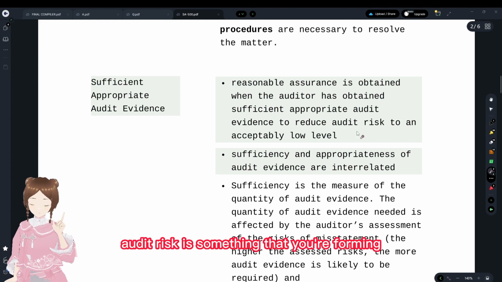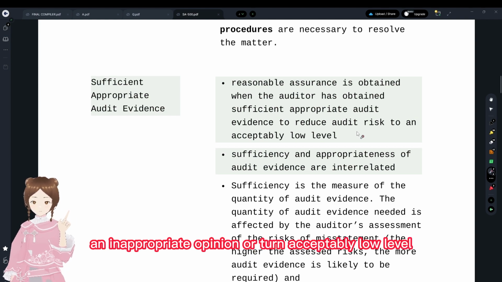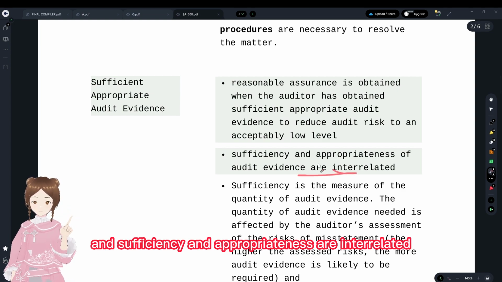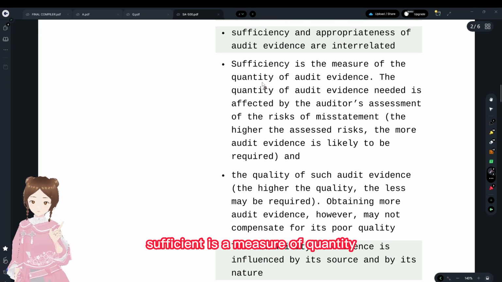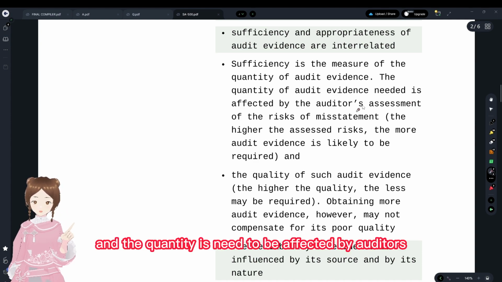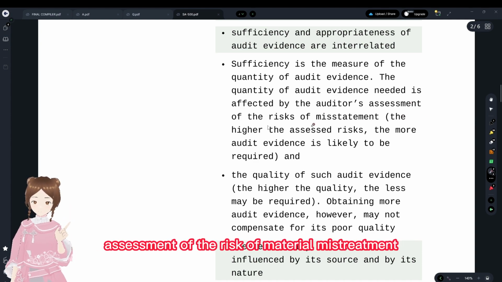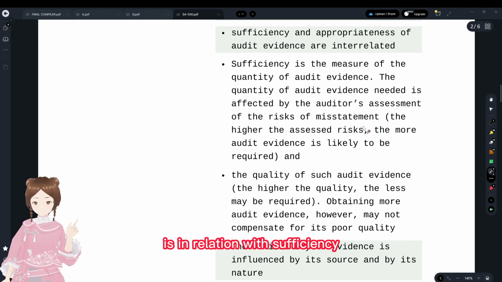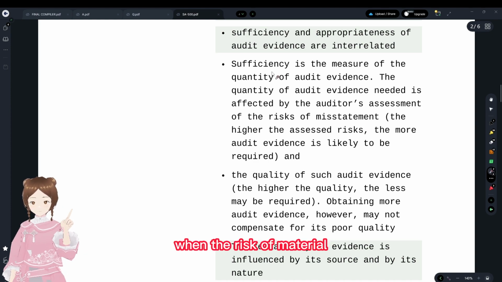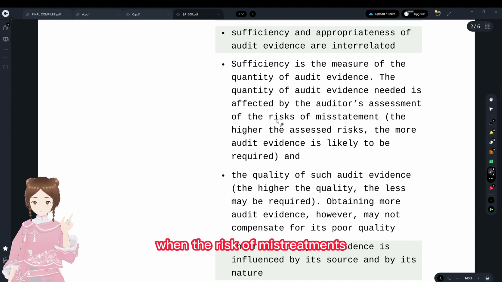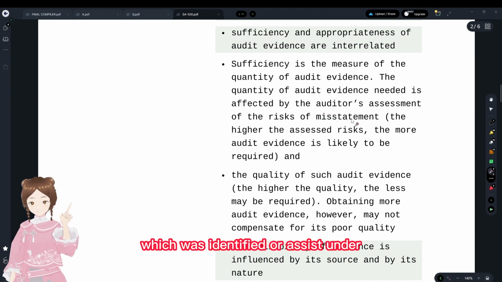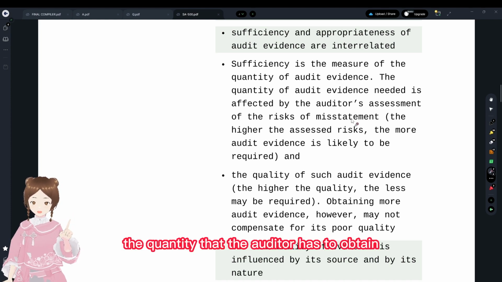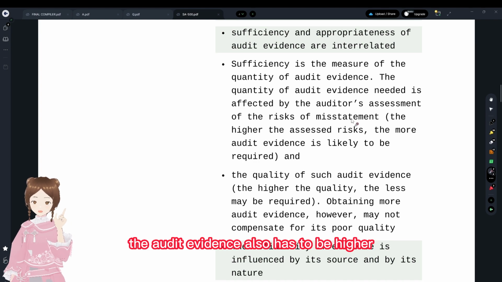Audit risk is the risk of forming an inappropriate opinion, to be reduced to an acceptably low level, and sufficiency and appropriateness are interrelated. Sufficiency is a measure of the quantity of the audit evidence, and the quantity needed is affected by the auditor's assessment of the risk of material misstatement. They're saying that the risk of material misstatement is in relation with sufficiency. When the risk of misstatements identified or assessed under SA 315 is higher, the quantity of audit evidence that the auditor has to obtain also has to be higher.